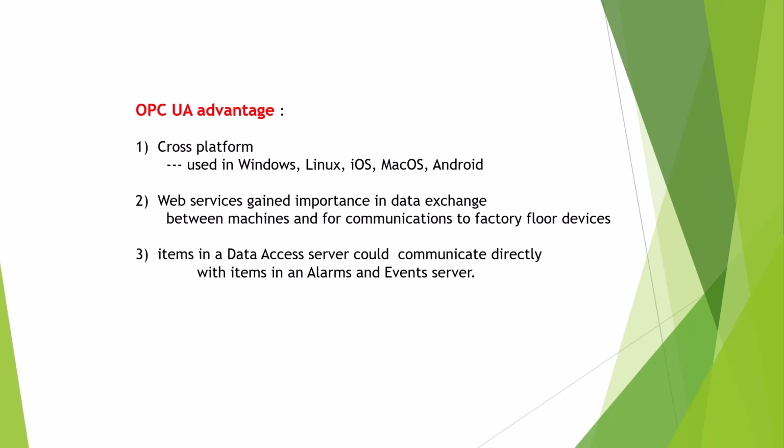Also, with OPC UA you can change the data exchange. You can use web services to get data exchange between a machine and communication to factory floor devices. Third one, data access service communicates directly with the data, and the alarm and event service makes communication with each other easy.